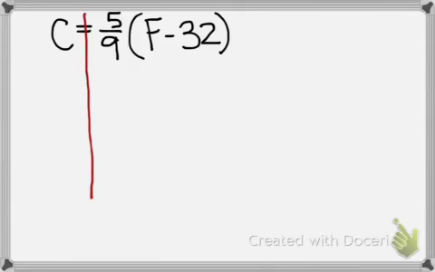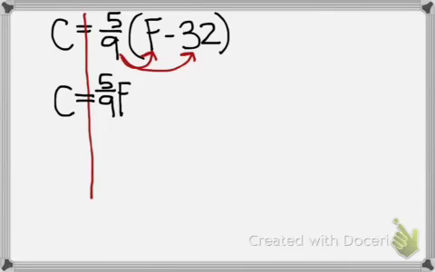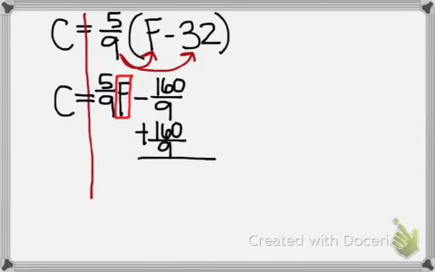First thing I need to do is distribute 5/9 into our parentheses. This will give us C equals 5/9 F minus 160 ninths. Now we can use our inverse operations to solve for F. Start by adding 160 ninths to both sides.